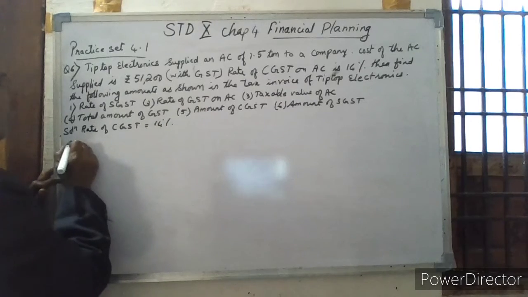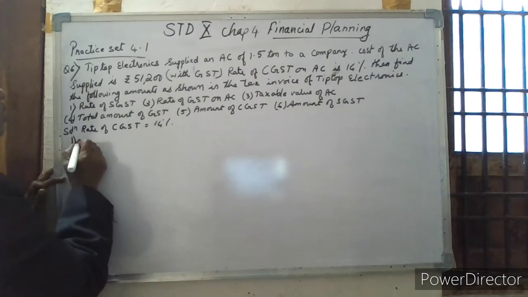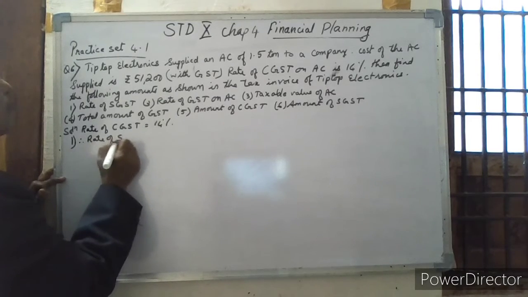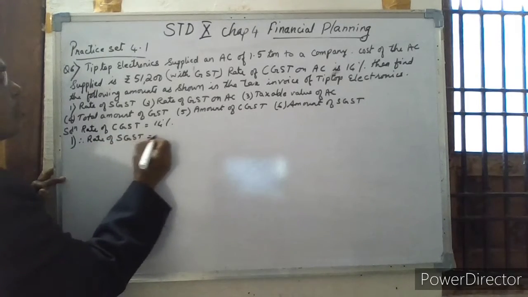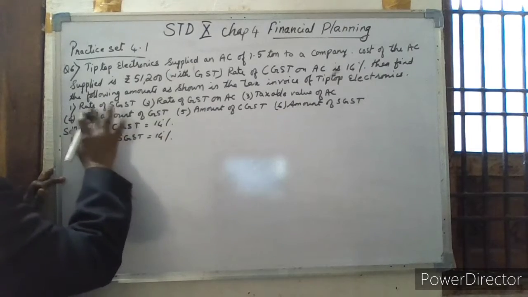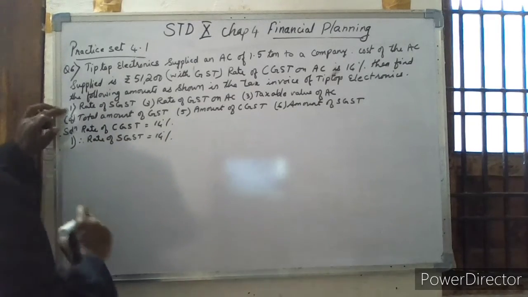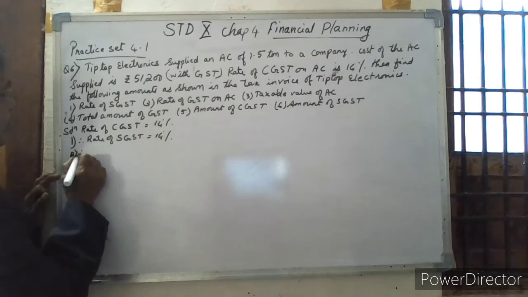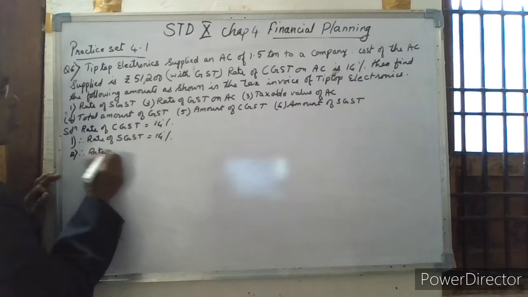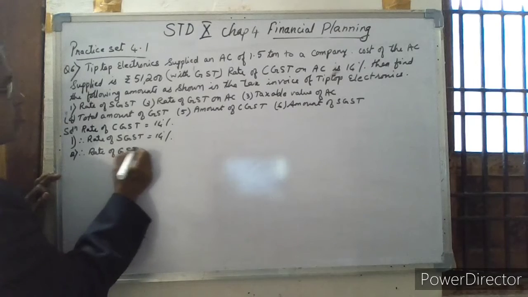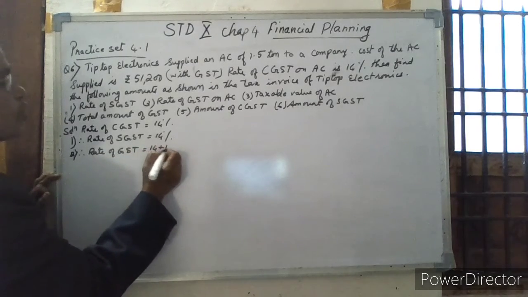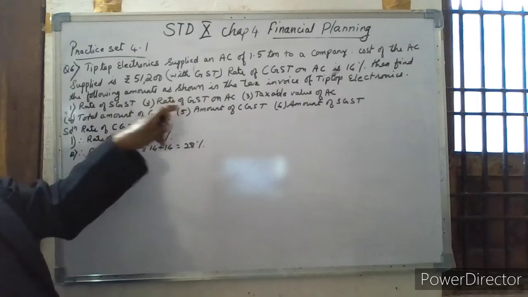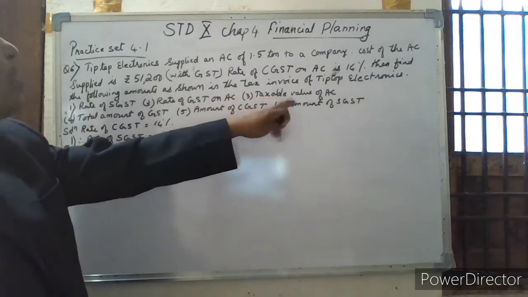Therefore, first question, rate of SGST is equal to 14%. We have completed the first question. Therefore second one, rate of GST. Rate of GST is equal to 14 plus 14, that is equal to 28%. We got the rate of GST. Then taxable value we have to find out.